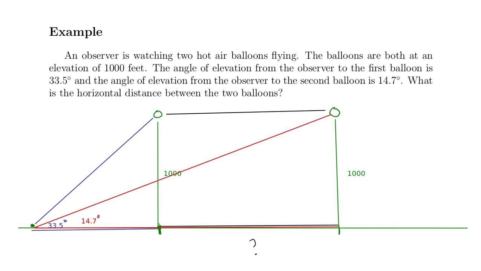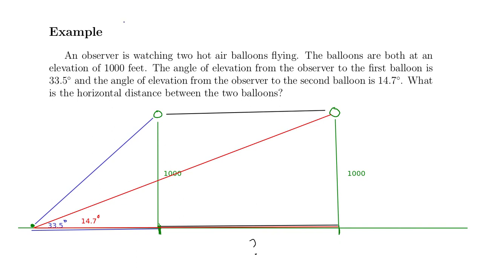So you can say it's like the horizontal distance from the person to the second balloon minus the horizontal distance from the person to the first balloon. So what we really want to do is find these bottom side lengths. Once we find those, we're good to go. And that's good news because we have the opposite side length of both of these angles.